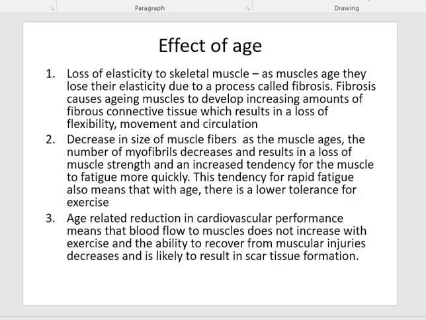What's the effect of age on the muscle physiology? Loss of elasticity of skeletal muscle. As muscles age, they lose their elasticity due to a process called fibrosis. Fibrosis causes aging muscle to develop an increased amount of fibrous connective tissue, which results in a loss of flexibility, movement, and circulation. And that exerts its effect on the aging process.